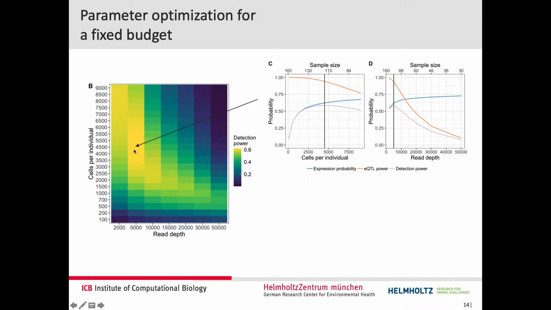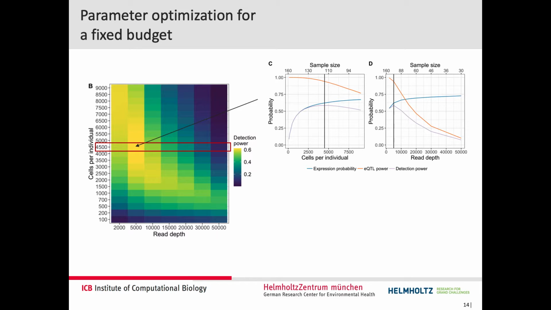Looking at this case, we get the best out of the money if we take a low read depth and a relatively high number of cells. To look a bit more in detail at the trends, if we have a fixed read depth, here that's this column, we see in plot C, the more cells we measure, the higher is our expression probability. But measuring more cells means also that we can only measure fewer samples, as we have this budget restriction, which will lead to a decrease of the power. And so at some point also the overall detection power. And a very similar trend is also visible for the read depth.